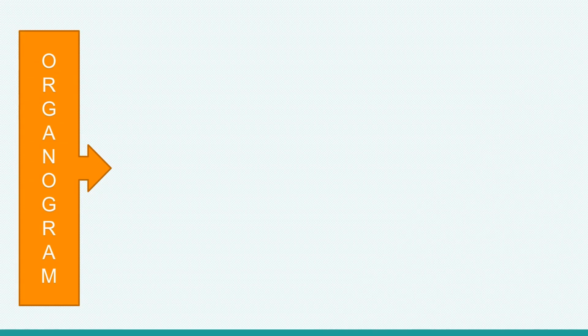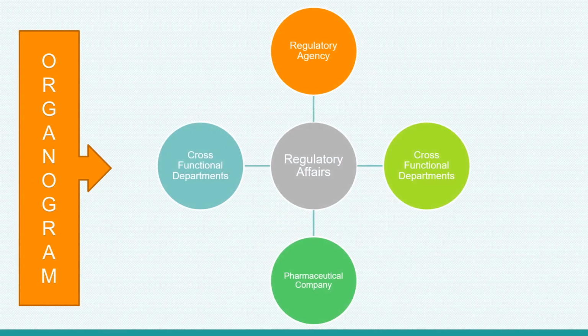Organogram of regulatory affairs. If you see this organogram, the regulatory affairs department people from a particular pharmaceutical company are directly liaising with the regulatory agency, and not only the agency, they are also the interface between the internal cross-functional departments.